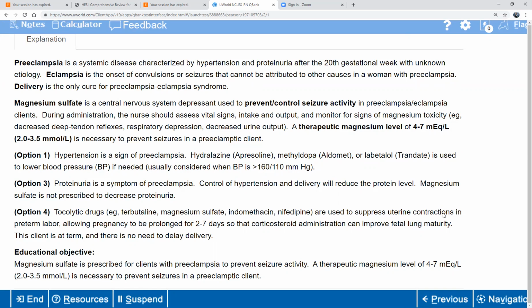Okay. So once we give it, we have to monitor the patient now, and you'll see questions on it. We have to monitor them for magnesium toxicity, okay? We have to make sure the kidneys are working. The high blood pressure is a sign of the preeclampsia being caused by, I guess, the magnesium levels being too low.